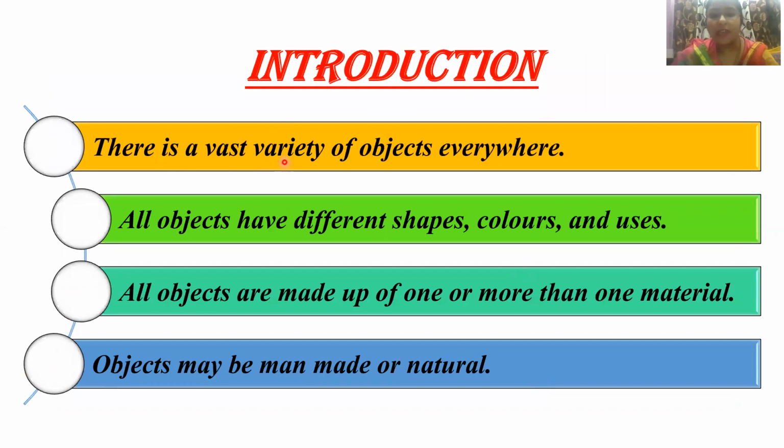There is a vast variety of objects everywhere. In our surroundings we see a large variety of objects, for example, table, chair, bag, books. These all are objects. All objects have different shapes, colors, and uses. All objects are made up of one or more than one material. Objects may be man-made or natural.